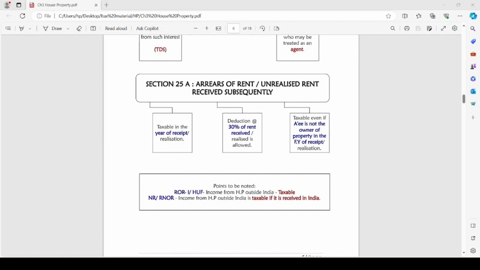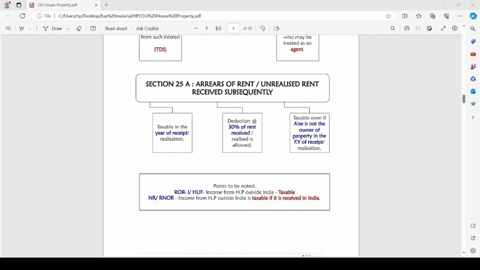And also, deduction at 30% of rent received or realized is allowed. On such rent which has been recovered subsequently, in subsequent years, it will be taxable, and the assessee can also claim 30% of rent received as deduction. Such rent is taxable even if the assessee is not the owner of the property in the financial year of receipt or realization.